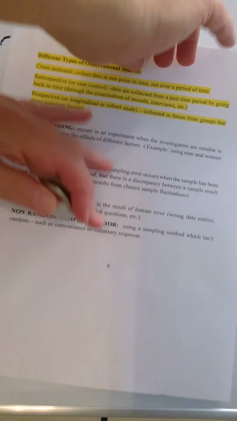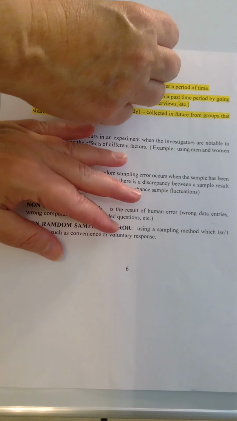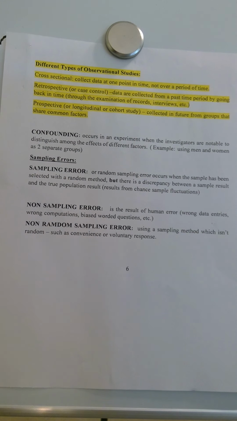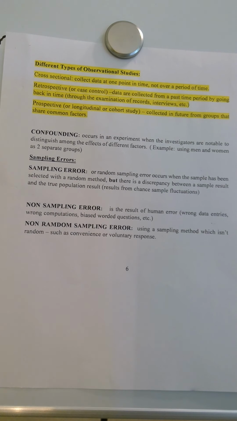And this is the last page from chapter 1. These are different types of observational studies. And there are 3 of them here. Cross-sectional is where you collect data at one point in time, not over a period of time. So you pick, I'm going to ask everyone teaching statistics at Robert Morris University on Tuesday to ask all their students the same question.